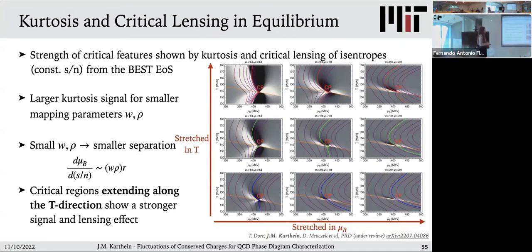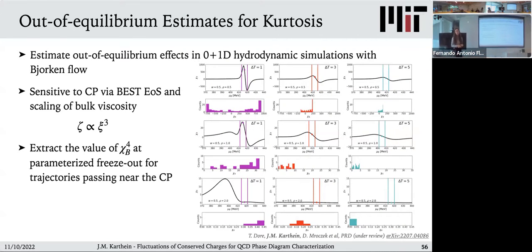Yes. So if we look now at all the different choices of these configurations of the equation of state, you see the kurtosis is stretched along T for this choice of small mapping parameters, or stretched along UV. You have a weaker signal when it's stretched along UV, and a stronger signal when it's stretched along T, for both the kurtosis and the Lorentz.